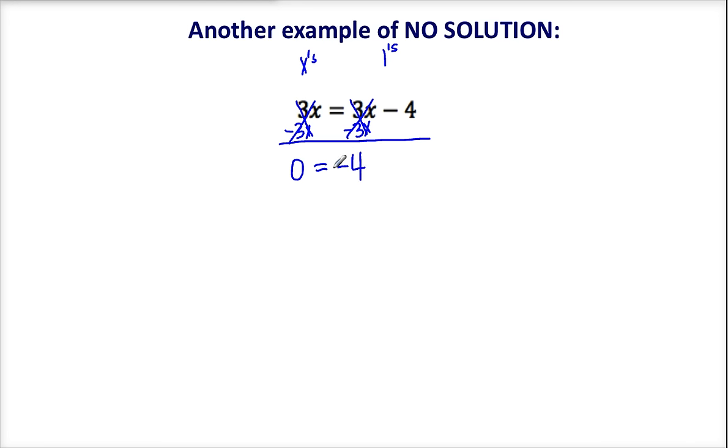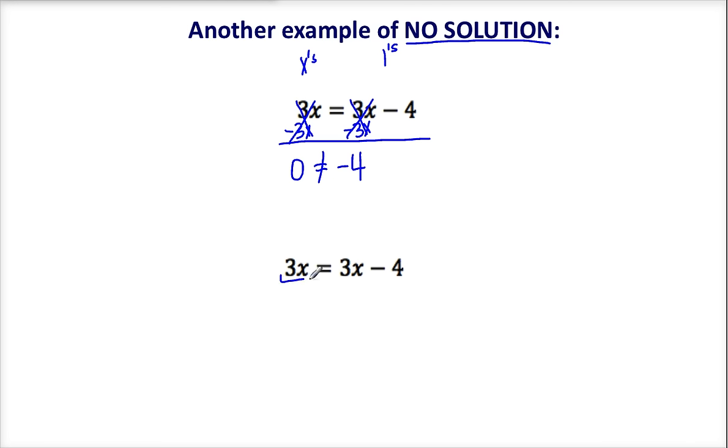So once again, we get an answer that doesn't make any sense. 0 does not equal negative 4. So this right here tells me that this equation will have no solution. There's no number that I can plug in for x that will make it true. Once again, we don't even need to solve it completely to know. We can just look at it and determine how many solutions it will have. So think about it. We have 3 x's, and we're saying that that's equal to 3 x's minus 4. So that doesn't really make sense.